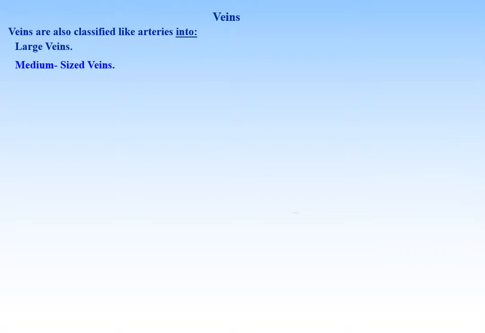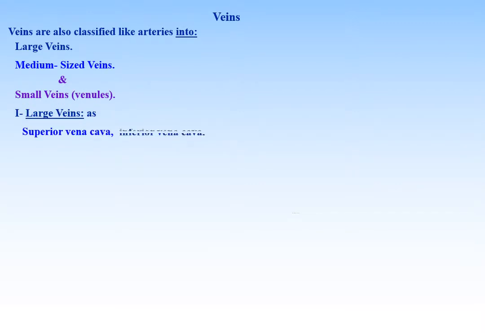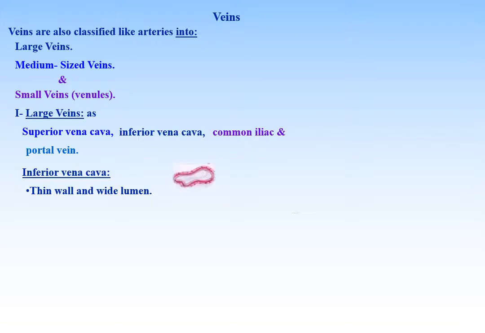Veins are also classified, similar to arteries, into large-sized, medium-sized, and small veins or venules. Large-sized veins are the superior vena cava, inferior vena cava, common iliac, and portal veins. Structure of the inferior vena cava: it has a thin wall and a wide lumen.